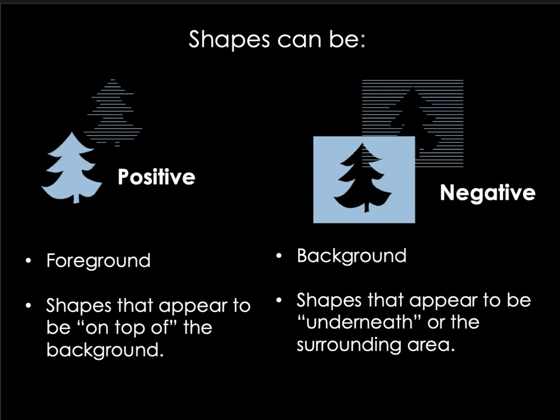So here we have a tree. The tree is the positive. The background is becoming the negative, or what's underneath, the surrounding area around it. And there's so many things that you can do with positive and negative shape.